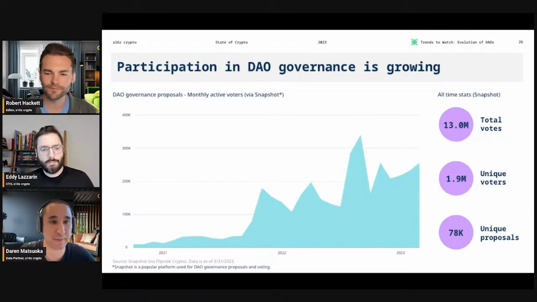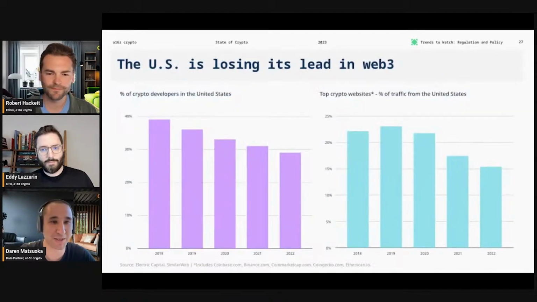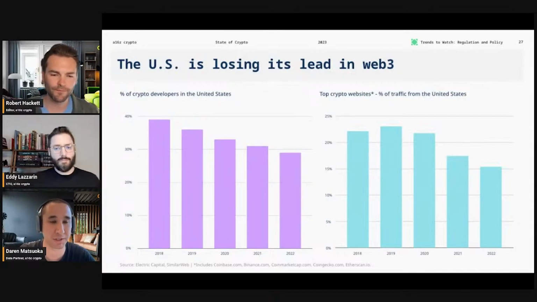But I'm now going to pass it back to Eddie, who can talk about one of the most important pieces of our report, which is the trends that we're seeing in the US and how the regulatory and policy environment will play a critical role in shaping the future of these technologies.